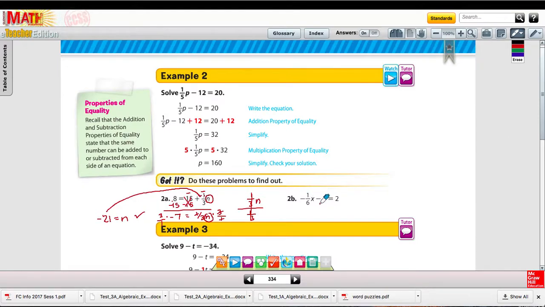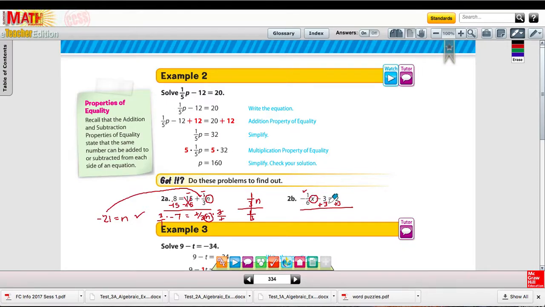On 2b, we're going to add 3 to both sides. You might say, how did you know to add 3? Why didn't we do something with the 2? Again, I'm looking for the side that has the variable. I want to get everything away from that variable. I'm always going to take care of the coefficient of the variable last.